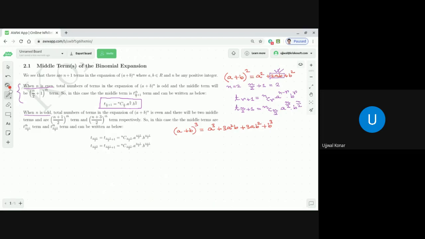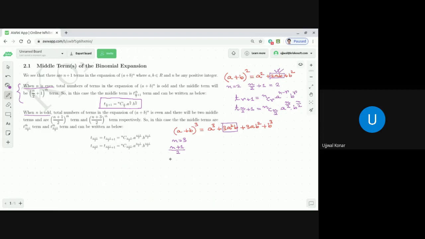So which one is the middle term here? Let's go to the theory. What is n here? n here is 3, correct? So the (n plus 1 by 2)th term will be what? n plus 1 by 2 is 4 by 2, that is the second term.